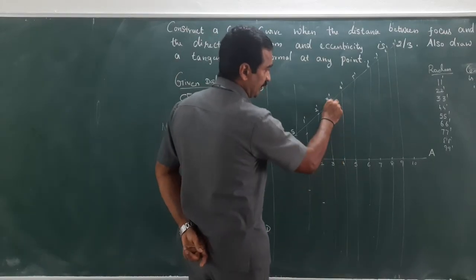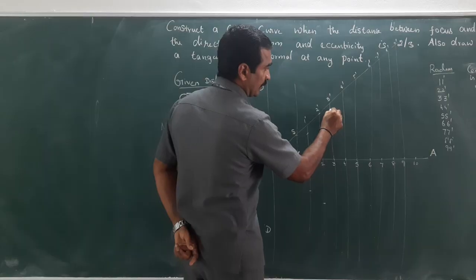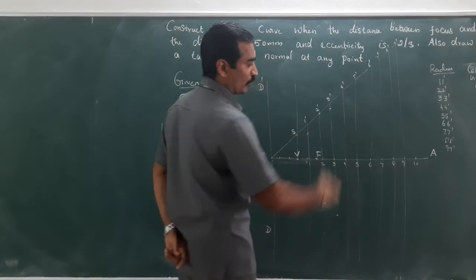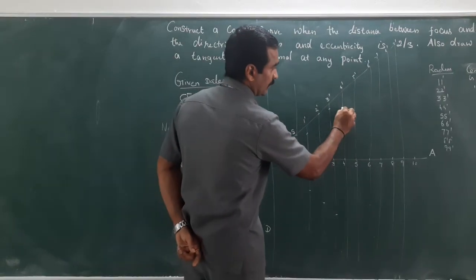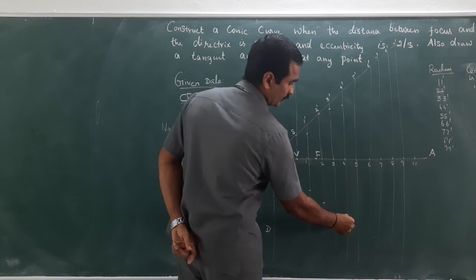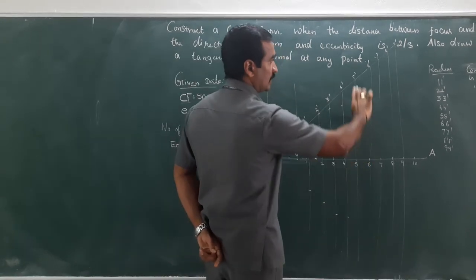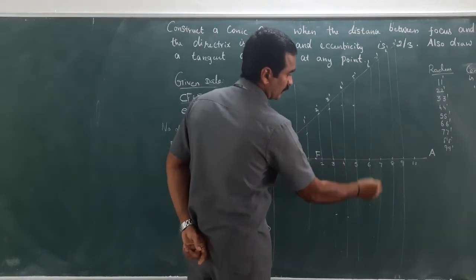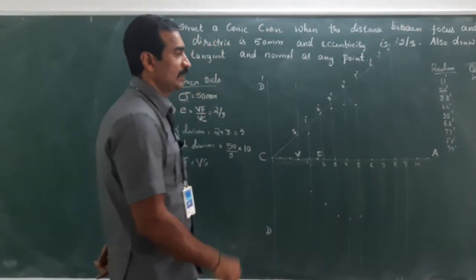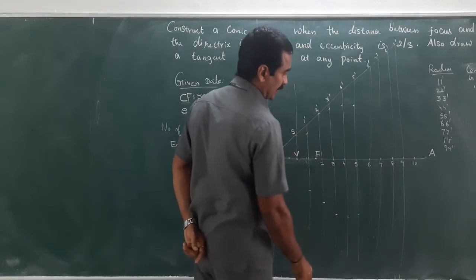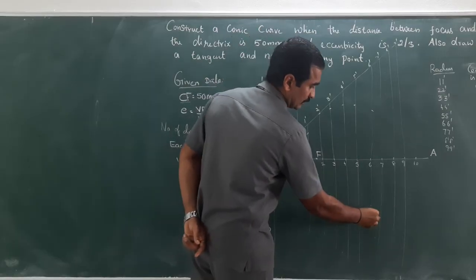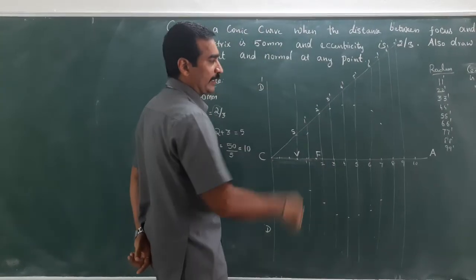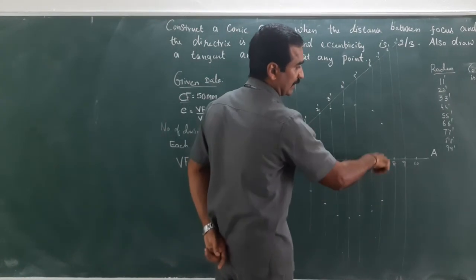Similarly, measure 3 dash in the compass, F as center, cut an arc. Now change the radius, 4 dash in the compass, F as center, cut an arc. Now change the radius, 5 dash in the compass, F as center, cut an arc. Repeat the procedure. Measure 6 dash, F as center, cut an arc. Measure 7 dash and cut an arc on the corresponding line where you have taken the measurement.